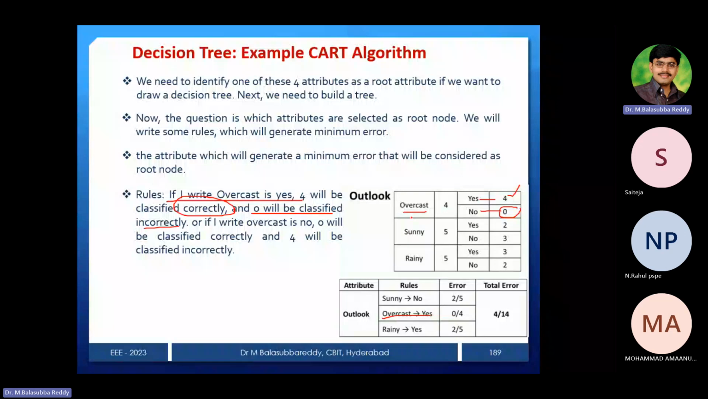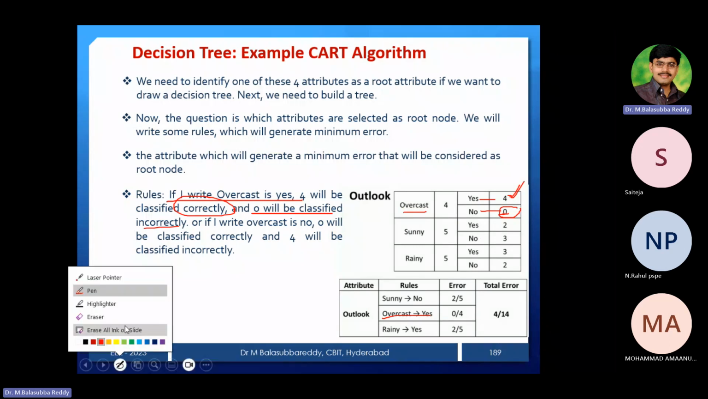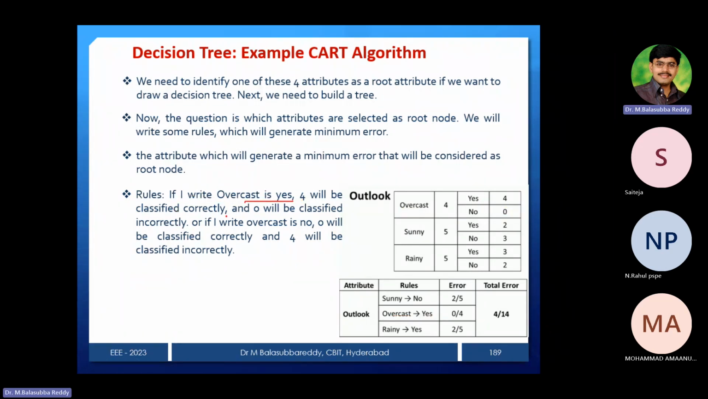That's what we can take. Why not take overcast is no? Because overcast is no is not a yes. It occurs 4 times as yes, so your prediction is yes, but this would be no. That's why you take it as yes, which is the rule I mentioned also. If I take overcast is yes, 4 will be correctly classified, but 0 will be classified incorrectly. If I write overcast is no, 0 will be classified correctly. That is the rule you can see.